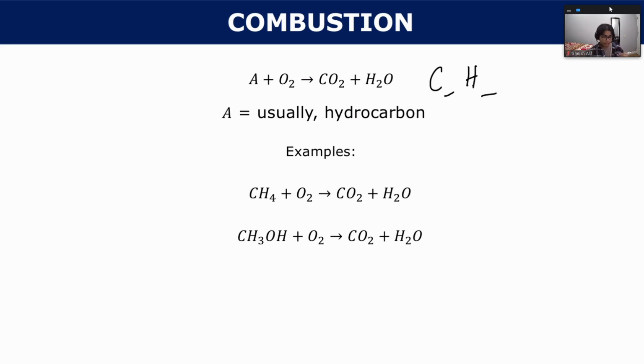Like the first example here, we have methane plus oxygen produces carbon dioxide and water. And the next one is like one of those exceptions where they include oxygen in there. But really, it's still easy to identify because you have it reacting with oxygen to produce carbon dioxide and water.